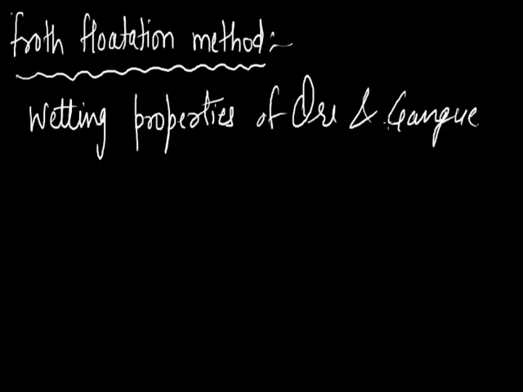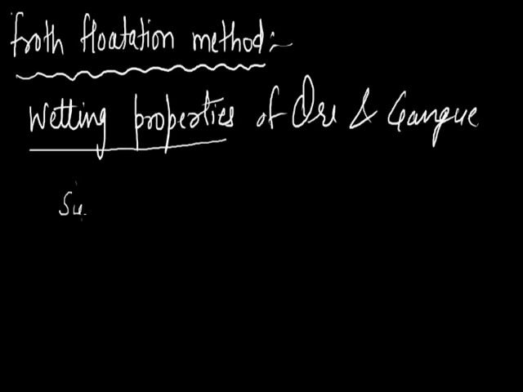If there is a difference in the wetting property of ore and gangue particles, then we can use the froth flotation method. Difference in wetting property means some particles wet with oil very quickly, while some particles wet with water quickly. If particles wet with oil first, they become lighter, and if particles become wet with water, they become heavy and sink down.